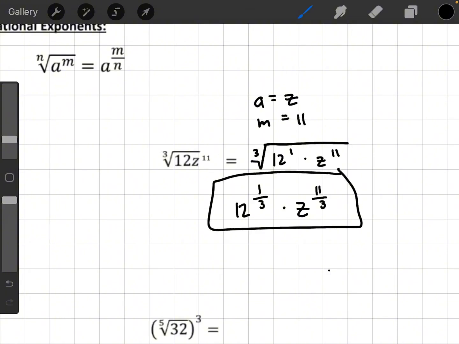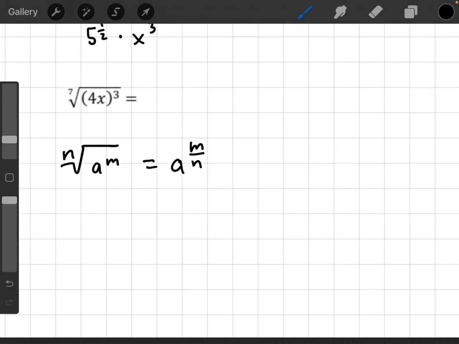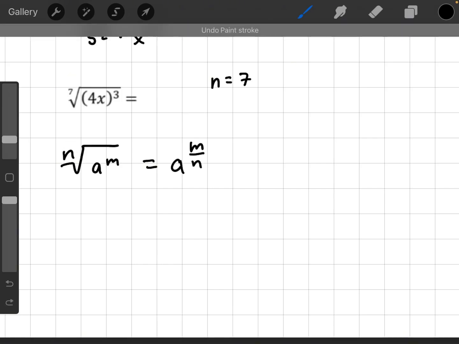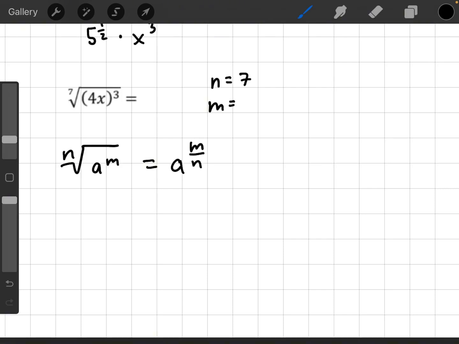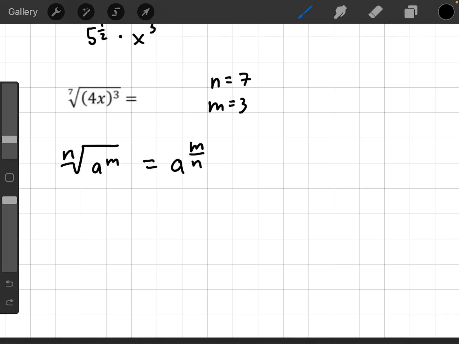That's our final answer. For our third example, we know that the nth root of a to the power of m can be written as a to the power of m over n. So when we apply this to this third example, we can rewrite this using our n and our m values. Looking at this expression, the n value will equal 7. It's in this spot on the radicals. And our m equals 3. We see that here. Our a value is going to equal 4x.